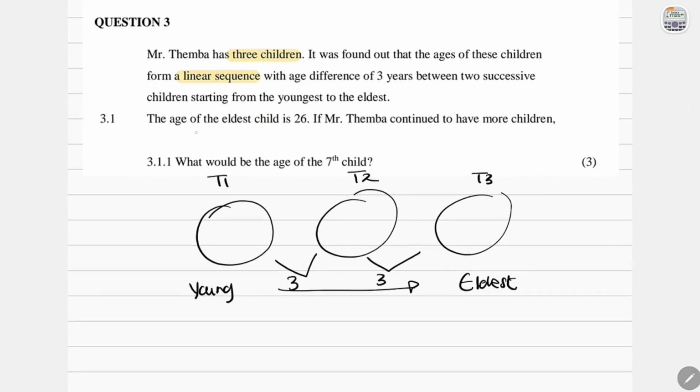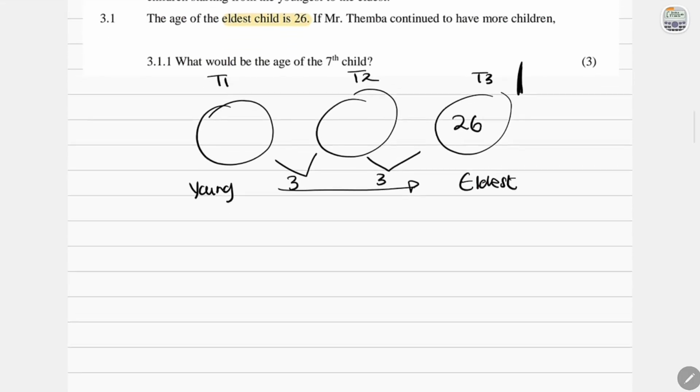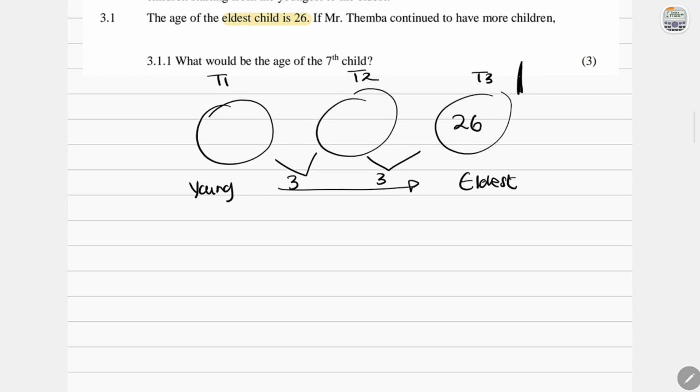And then they say 3.1, the age of the eldest child is 26. And now we know what that third term is. The third term is 26. So we have a linear pattern here, with the third child being 26 years old. And the question says, if Mr. Temba continued to have more children, apart from these 3 children, what would be the age of the 7th child? Clearly the 7th child is going to be much older than 26.